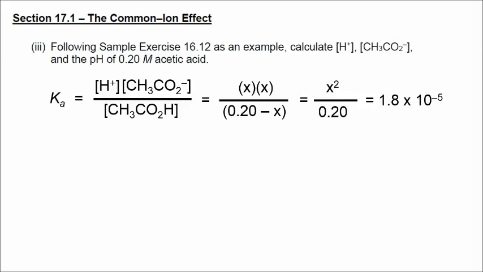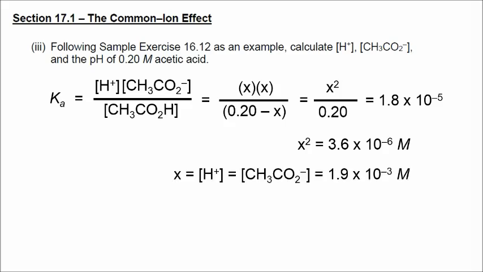We plug in the 0.2 on the bottom for the concentration of acetic acid. We solve for X, and X is not only the concentration of H plus, it's also the concentration of acetate, 1.9 times 10 to the minus 3 moles per liter. When we take the negative log of this value, we get a pH of 2.72.